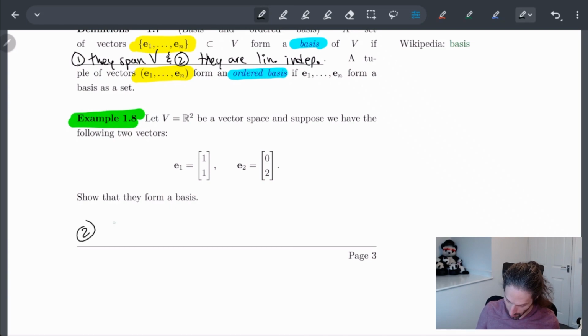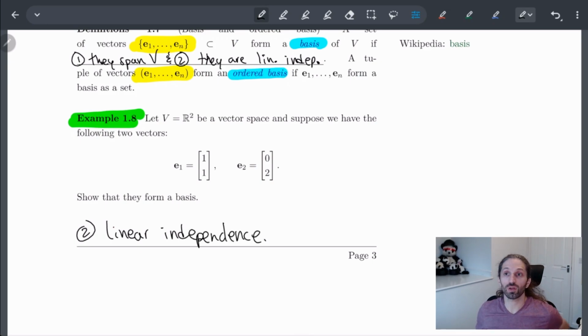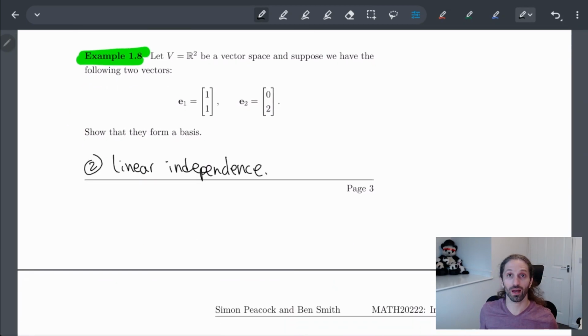So 2, linear independence. How do we show linear independence? Remember what we have to do: we take a linear combination, we set it to 0, and then we show that the scalar multiples have to all be 0. So we take lambda 1 of E1 plus lambda 2 of E2, and we set this equal to (0, 0).